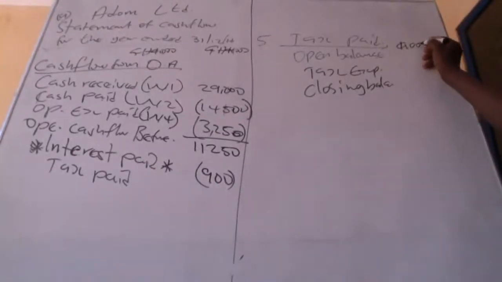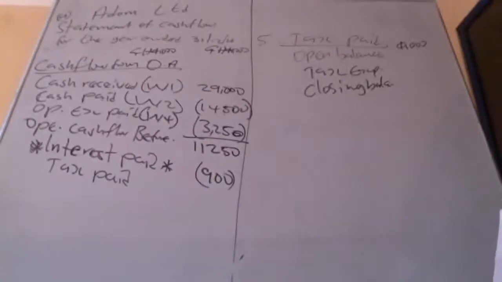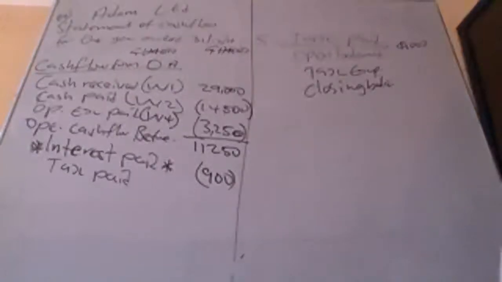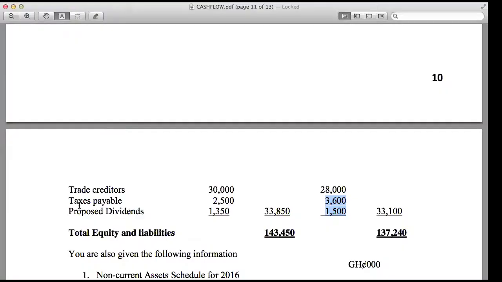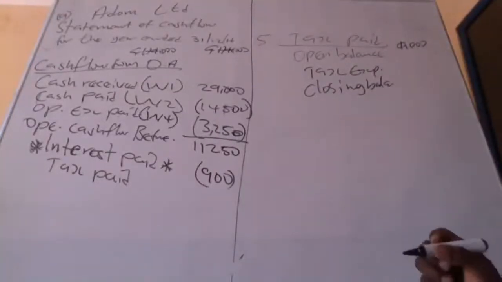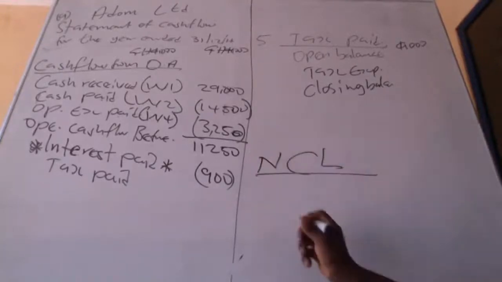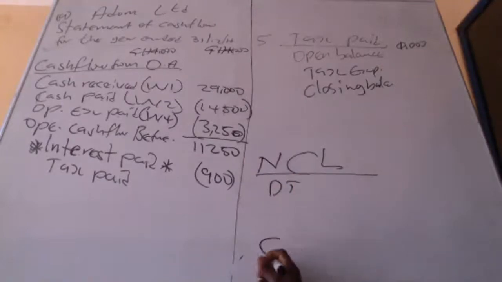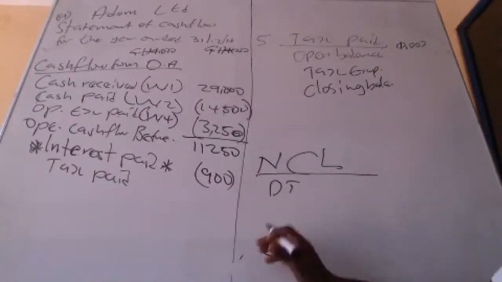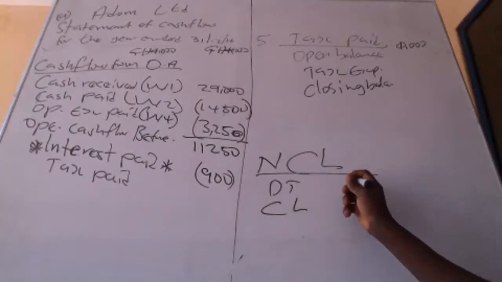So let's go to the financial position and let's pick the amount. The financial position, open balance, go to the current liability. The open balance for tax payable is 2,500. Don't forget that sometimes there will be deferred tax. You know that deferred tax is non-current liabilities. When you go to the non-current liability section, you will see deferred tax, maybe 300.